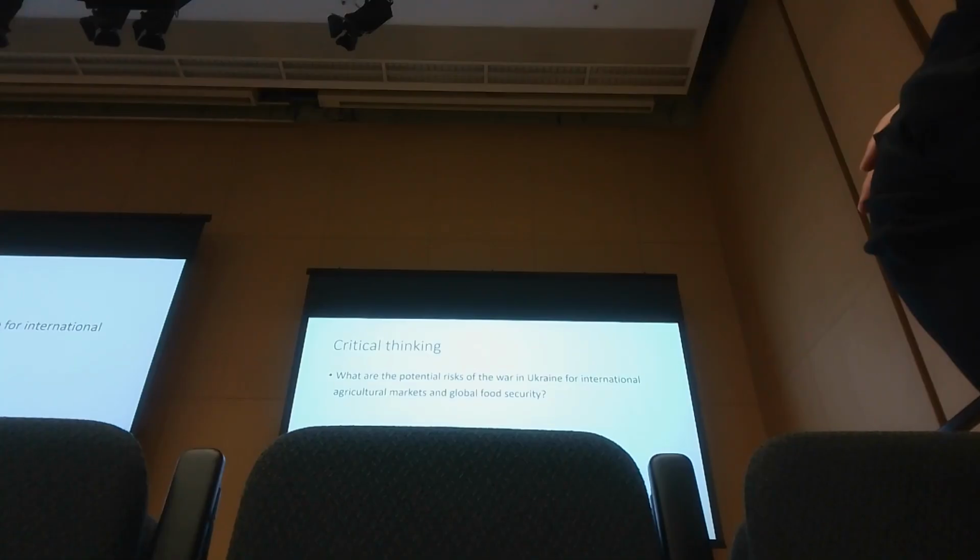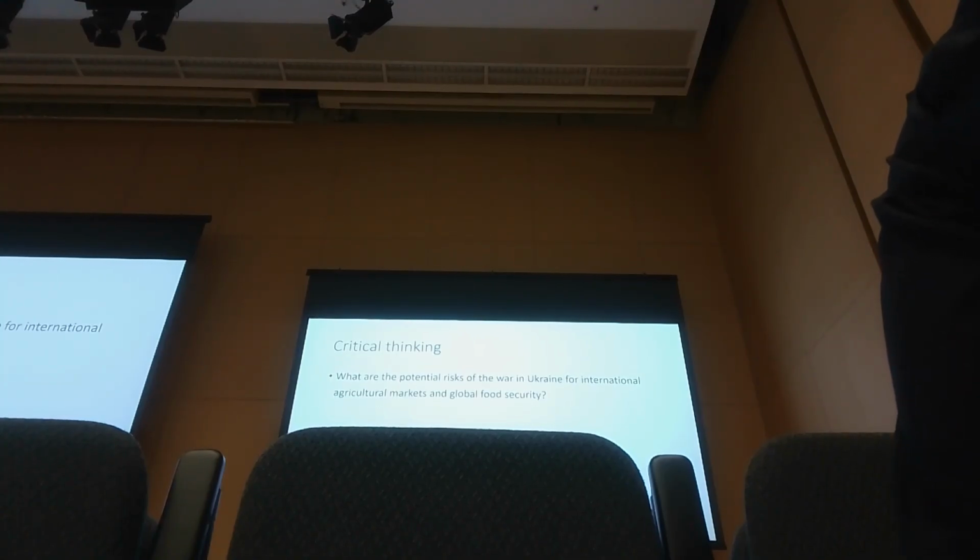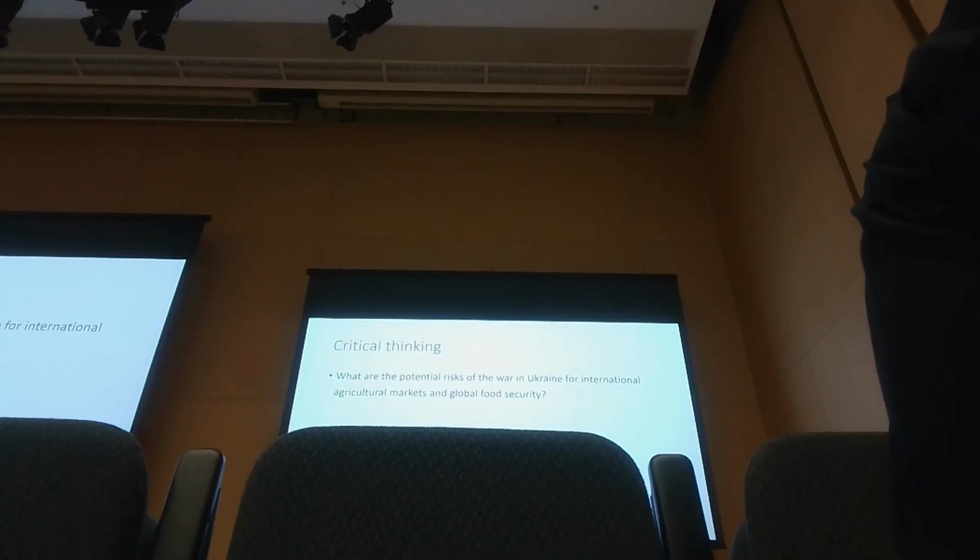Now, we're talking about this potential political instability or wars, and what kind of pressures they may impose onto world food production or the transportation systems. Now you can think about what the potential risks of the war in Ukraine are. It has actually been happening for several years already. I guess you have some ideas. And what are their impacts or risks for the international agriculture market and global food security?